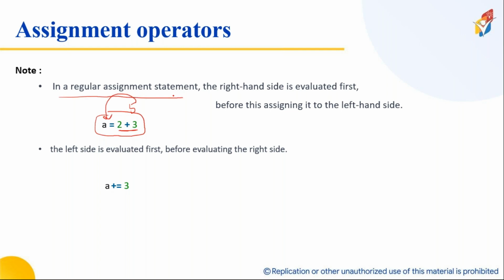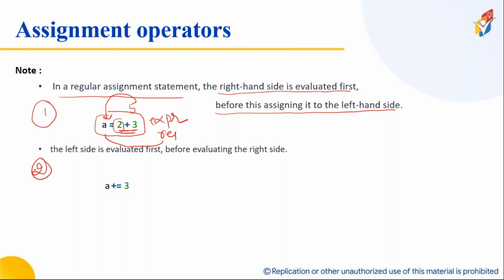In regular assignment, what will happen? The right hand side will be evaluated first, before assigning the value to the left side. Is it okay? Don't think that 2 will be assigned to A. It will not happen. First of all, the right side expression will be evaluated. The result will be stored in the variable A. This is note number one.